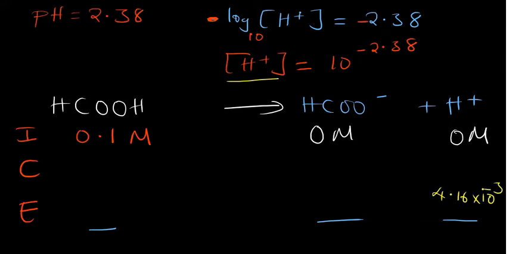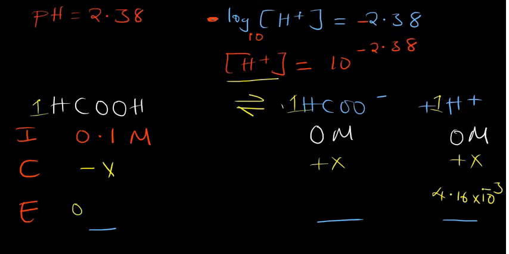Now for the change, we have to look at the stoichiometric coefficients. For the reactant, it reduces as the reaction proceeds. By the way, I'm not supposed to put a full arrow there. This is equilibrium, so we also have a backward reaction. For the products, we add plus because there is an increase in concentration. So at equilibrium, this one will be 0.1 minus x, and the others will just be plus x.